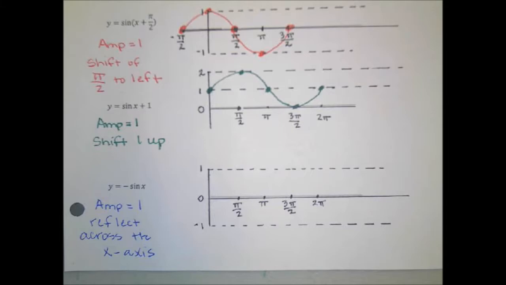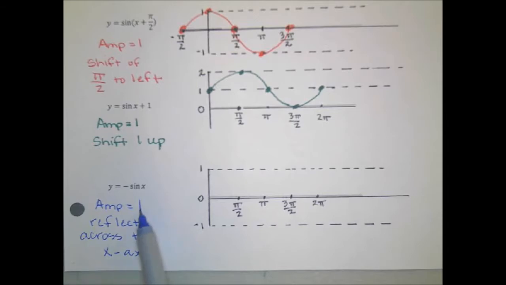My last example is going to be this one, y equals negative sine x, or y equals opposite sine x. Now, the leading coefficient in front of that sine is a negative 1. It doesn't change the amplitude, so the amplitude is still 1. You don't call it negative 1, but the negative sign does do something. It reflects the curve across the x-axis.